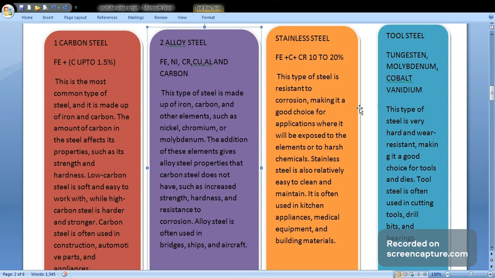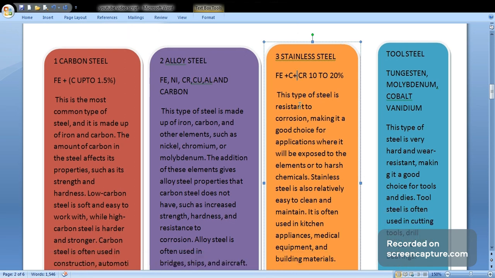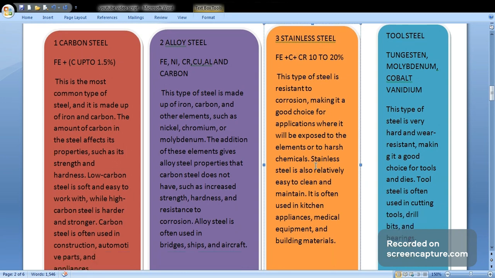Third type is stainless steel. In this, there is iron and carbon and 10 to 20% chromium. This type of steel is resistant to corrosion, making it a good choice for applications where it is exposed to the elements or to harsh chemicals. Stainless steel is also relatively easy to clean and maintain. It is often used in kitchen appliances, medical equipment, and building materials.